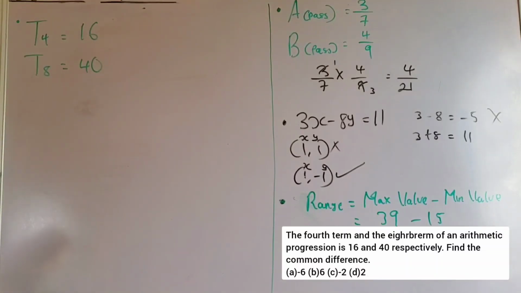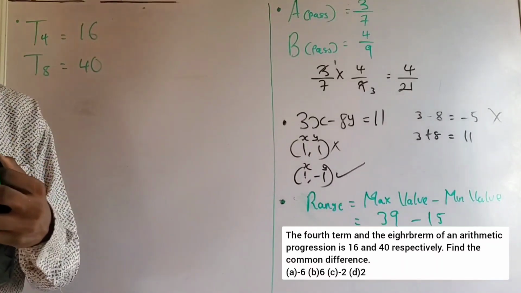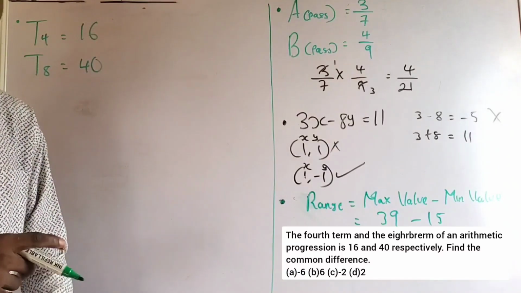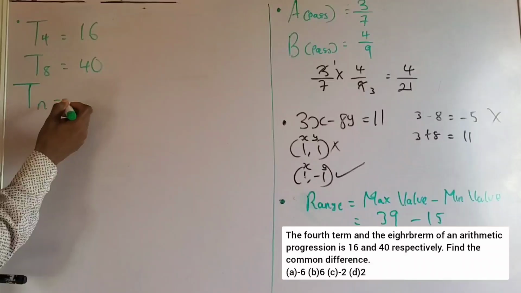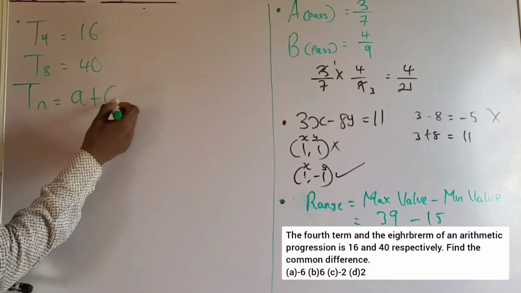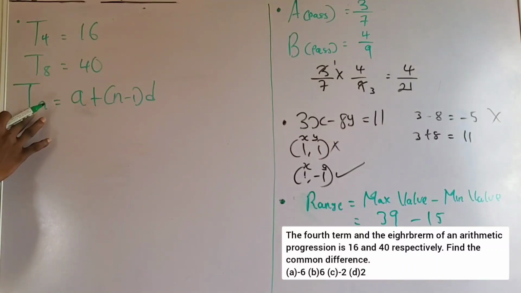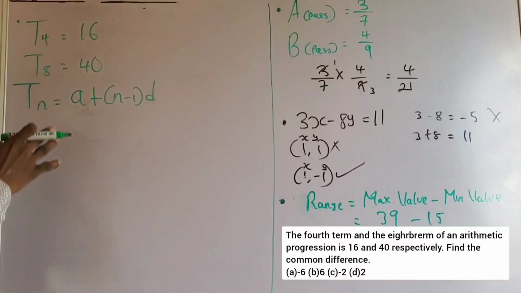Now, don't forget that an arithmetic progression is a type of sequence whereby the successive terms differ by a constant. That constant is what we call the common difference. Do you understand? So now let's go. The nth term of an arithmetic progression is given by this formula: a plus (n minus 1) multiplied by d. If you want to calculate the terms in any arithmetic progression, you are going to make use of this formula.